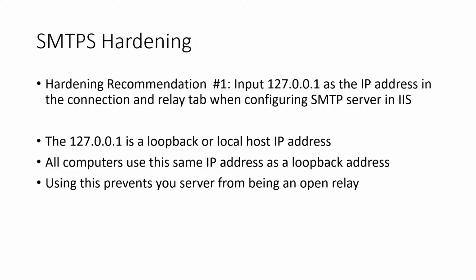Alright, so for the hardening rule for SMTPS, we've already touched on this. Making sure that you're using 127.0.0.1 as the IP address in the connection and relay tab for IIS, and then that variable for Postfix. This is extremely important because if you're an open relay, you're not secure.